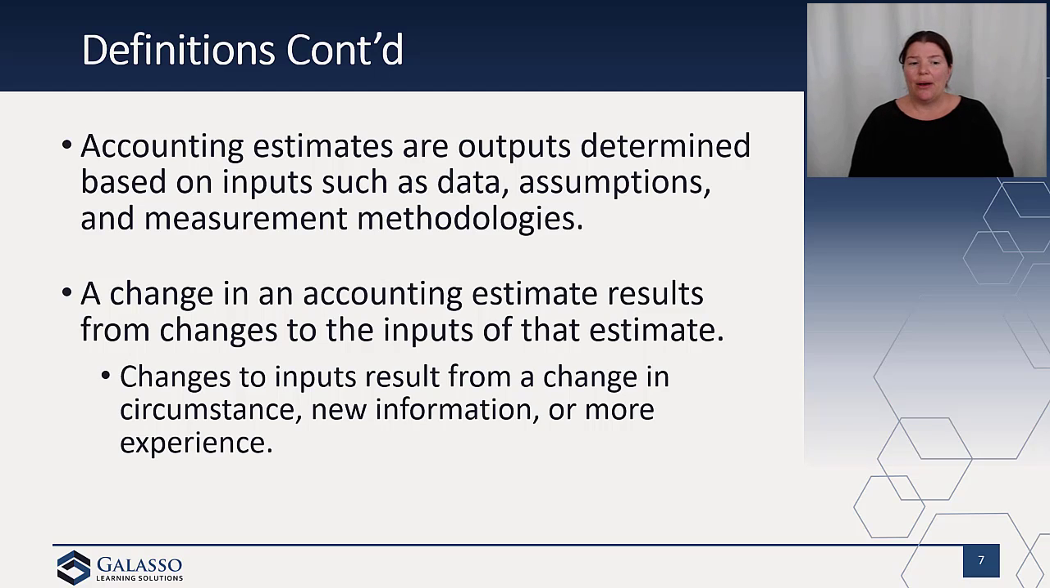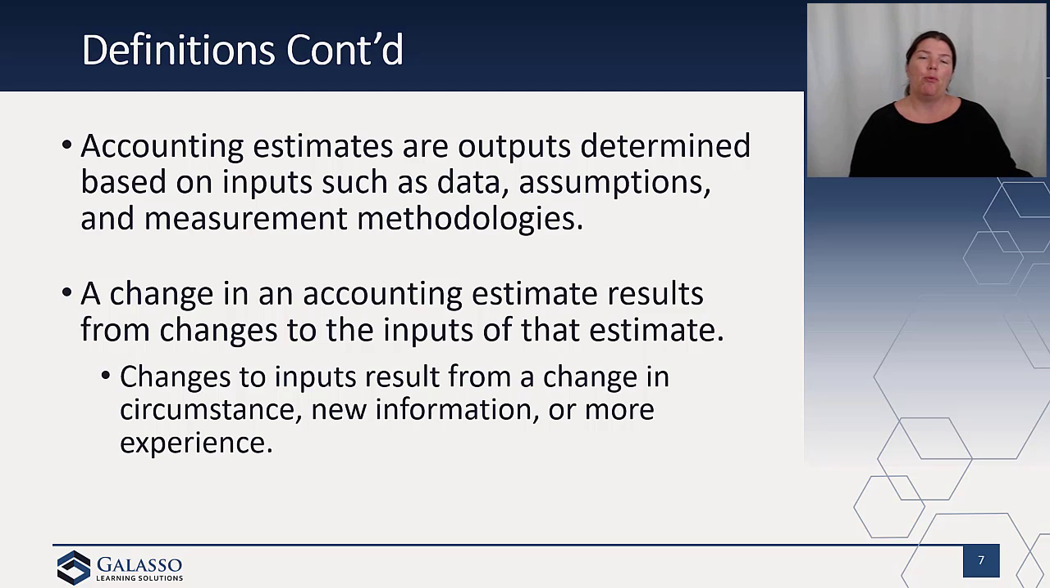Then let's look here at accounting estimates. So this is a little bit of a change under the prior standard. We really think about outputs and inputs, but accounting estimates here are outputs determined based on inputs such as data, assumptions, and measurement methodology. So when we think about accounting estimates, these are things that are subject to change, right? So the data can change, the assumptions can change. And so a change in estimate results from the change to the inputs of that estimate.